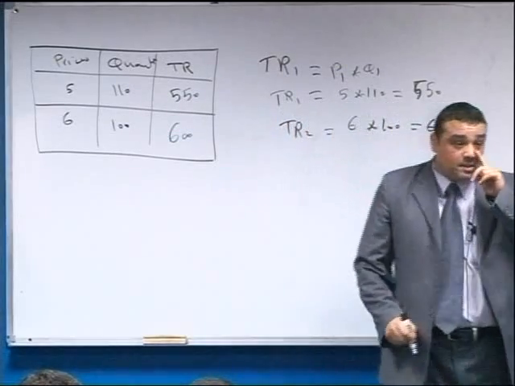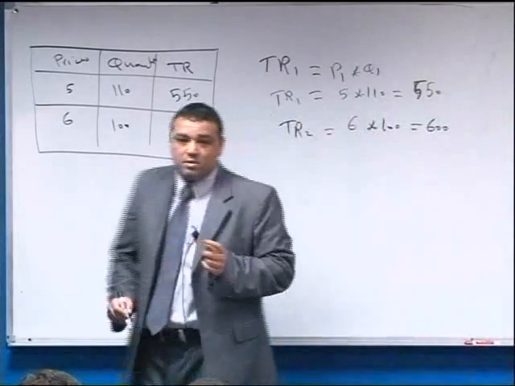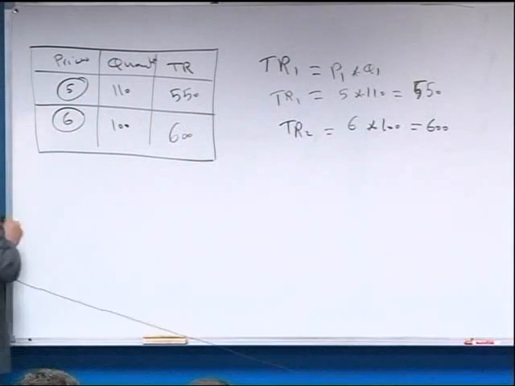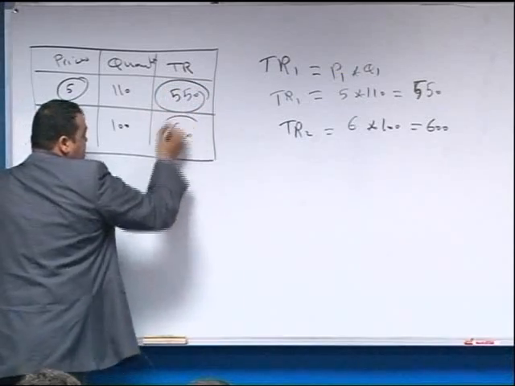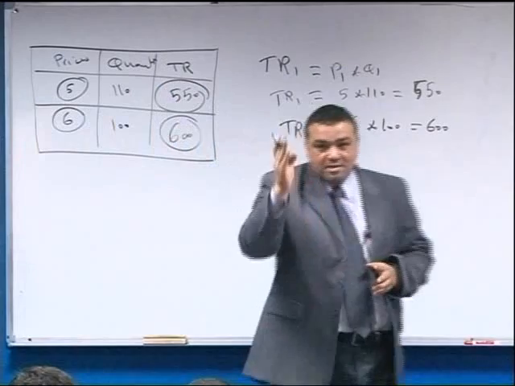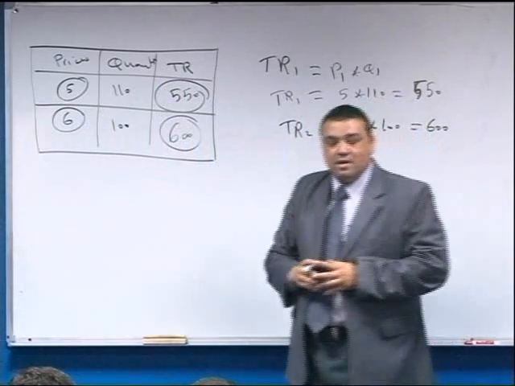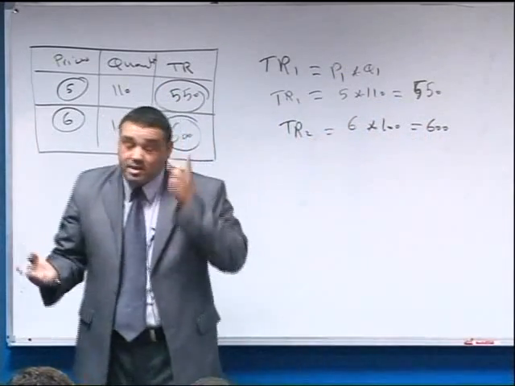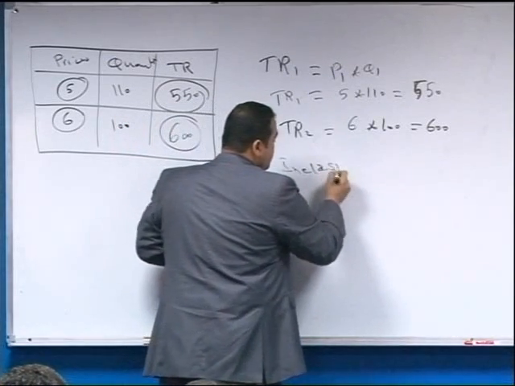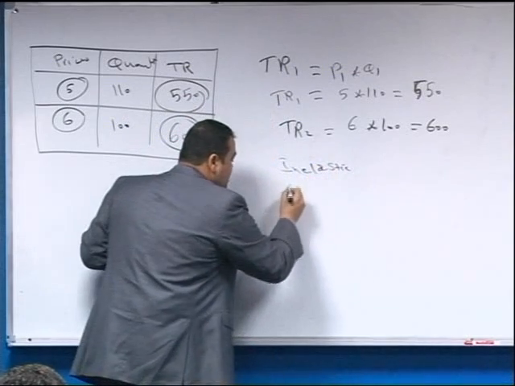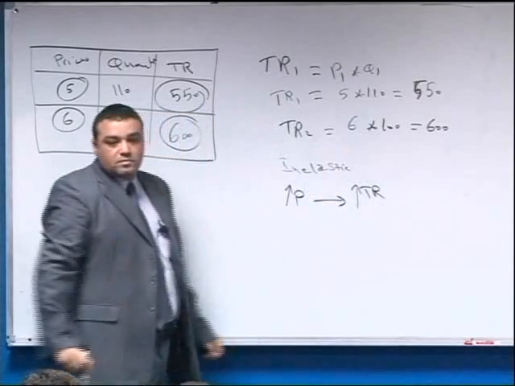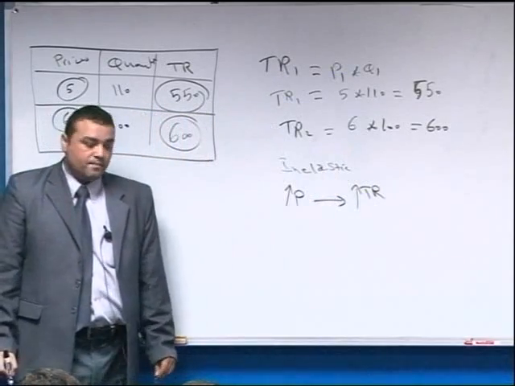So as you see, when the producer or the seller decided to increase the prices from 5 to 6, the total revenue increased. So the demand is what? Yes, thank you. The demand is inelastic. Because as you know, when the demand is inelastic, increasing the prices leads to increasing of total revenue. Right?